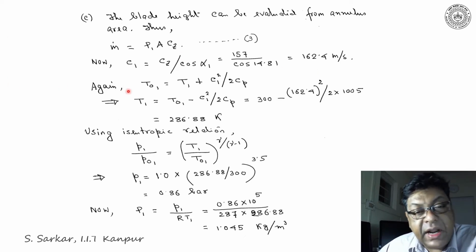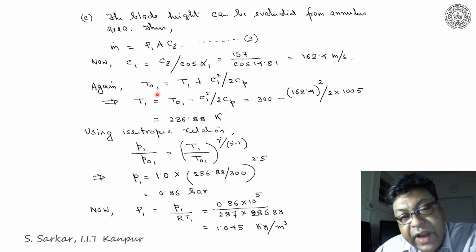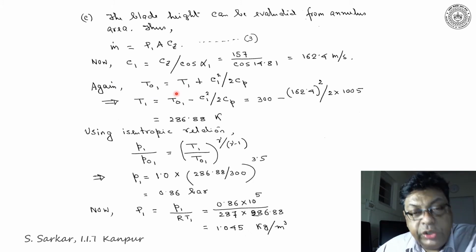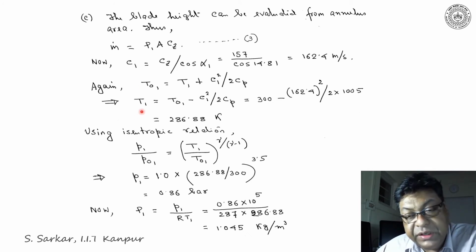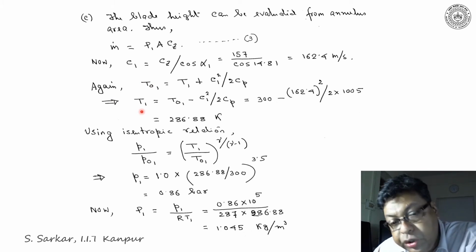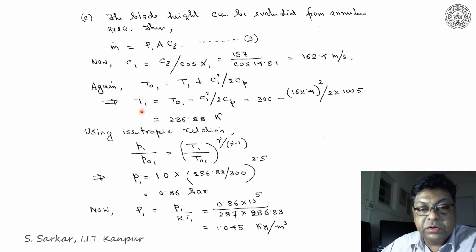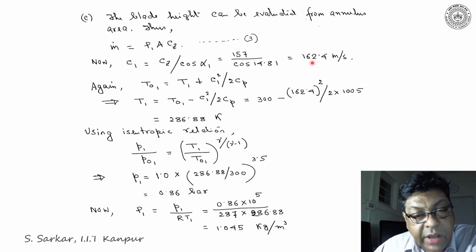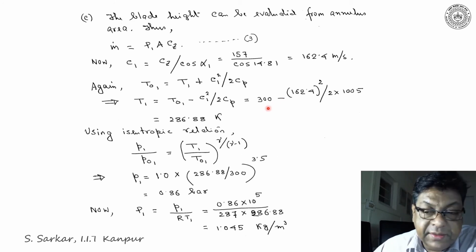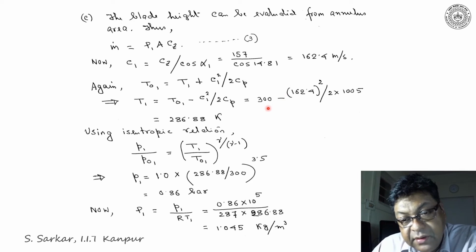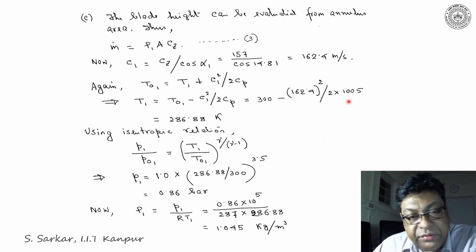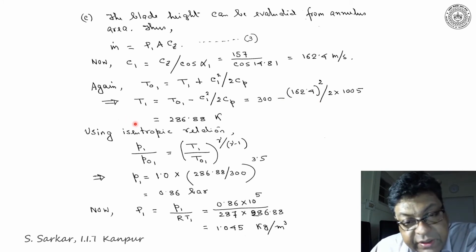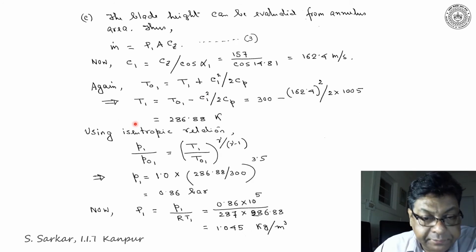Now total temperature at T01 is equal to static temperature plus C1 squared by twice Cp. From there, I can write T1, which is the static temperature, is equal to T01 total temperature minus C1 squared divided by twice Cp. Now I have evaluated C1. I know total temperature at inlet is equal to 300. So put the whole values and you can get T1 static temperature is equal to 286.88 K.